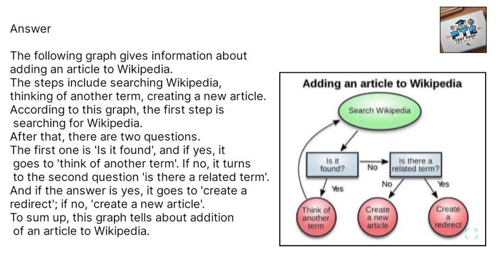The following graph gives information about adding an article to Wikipedia. The steps include searching Wikipedia, thinking of another term, creating a new article. According to this graph, the first step is searching for Wikipedia. After that, there are two questions. The first one is: is it found? And if yes, it goes to think of another term. If no, it turns to the second question: is there a related term? And if the answer is yes, it goes to create a redirect. If no, create a new article. To sum up, this graph tells about the addition of an article to Wikipedia.